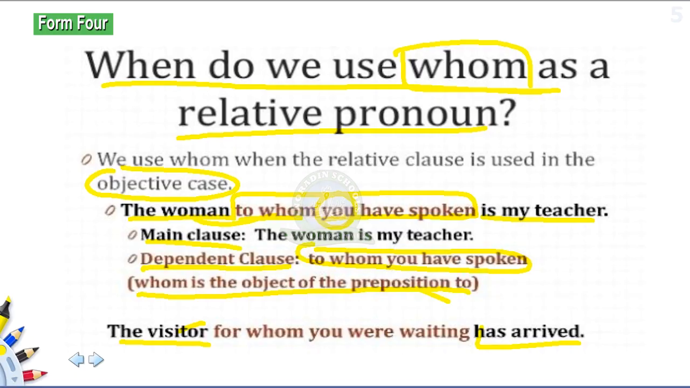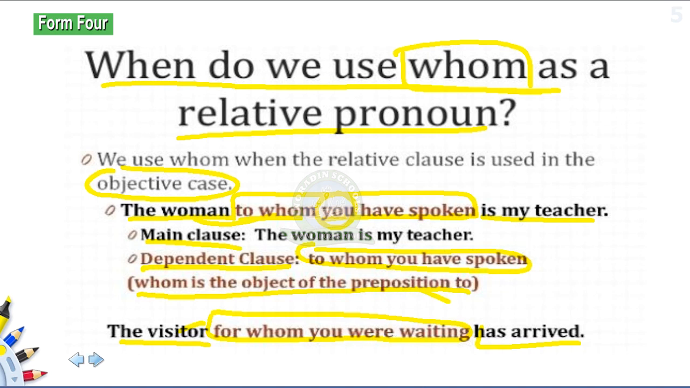So this one is a relative clause, and the word whom is a relative pronoun. But the visitor has arrived is an independent clause, or main clause. So we have two clauses. Originally this sentence is a complex sentence, not a simple sentence, not a compound sentence, not a compound-complex sentence. If the sentence contains two clauses, we call it a complex sentence.